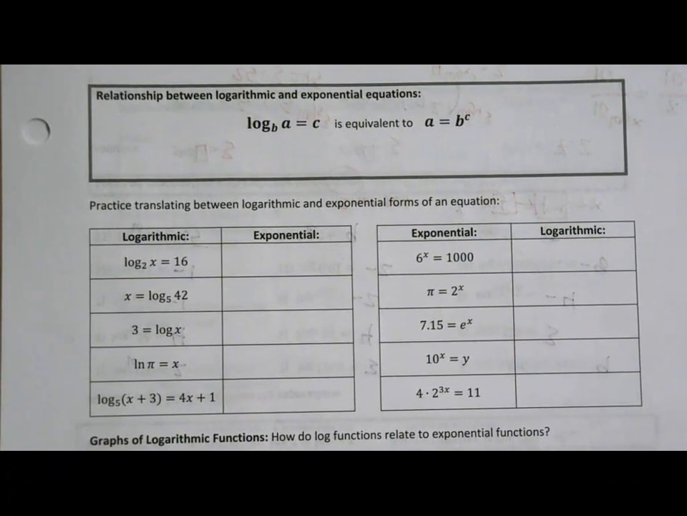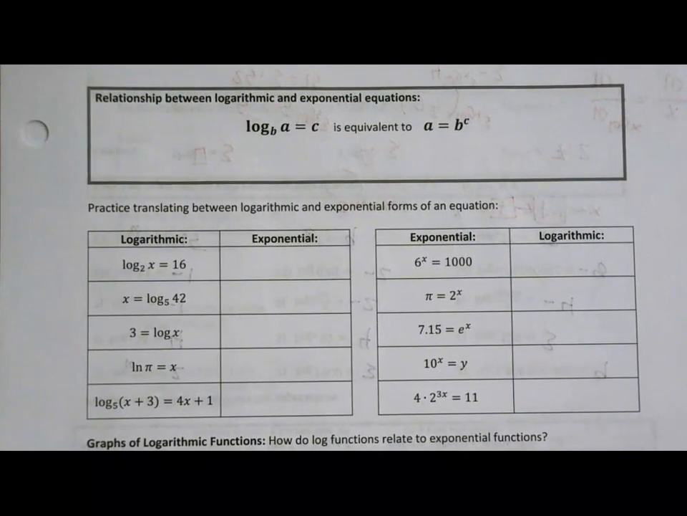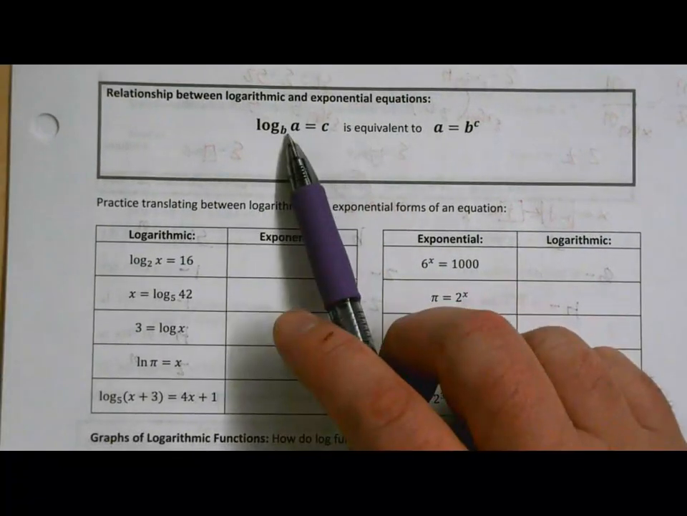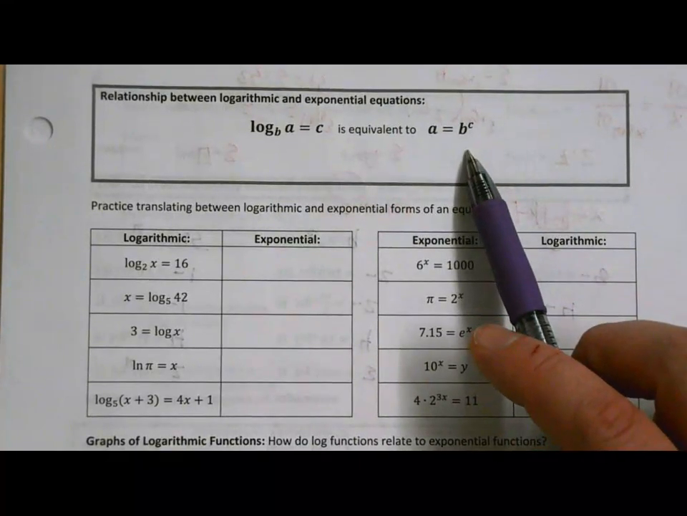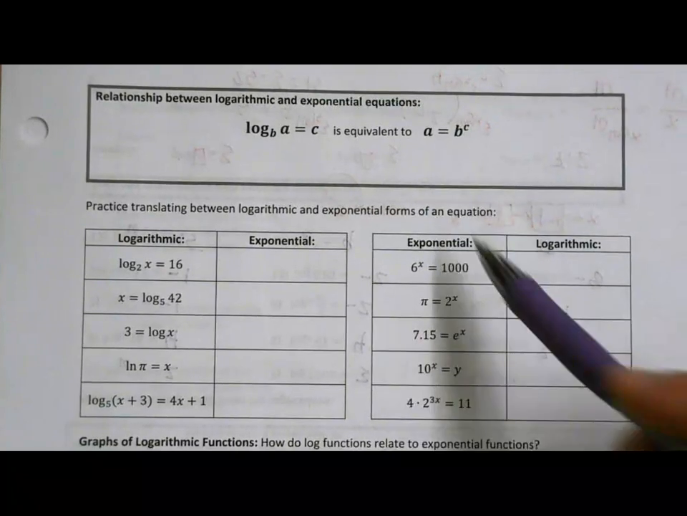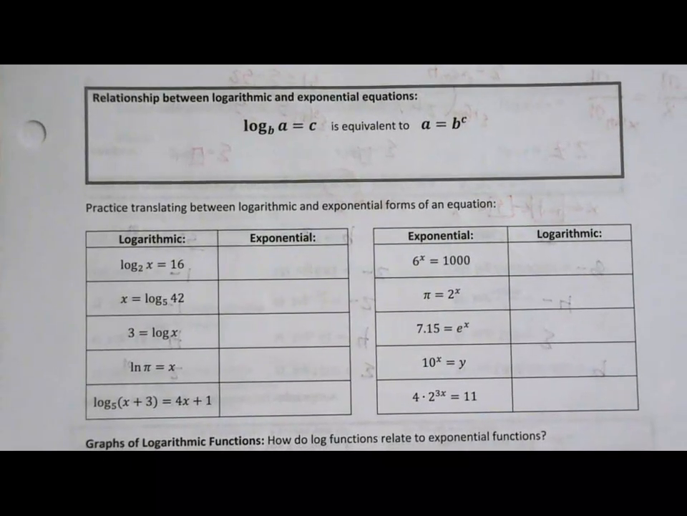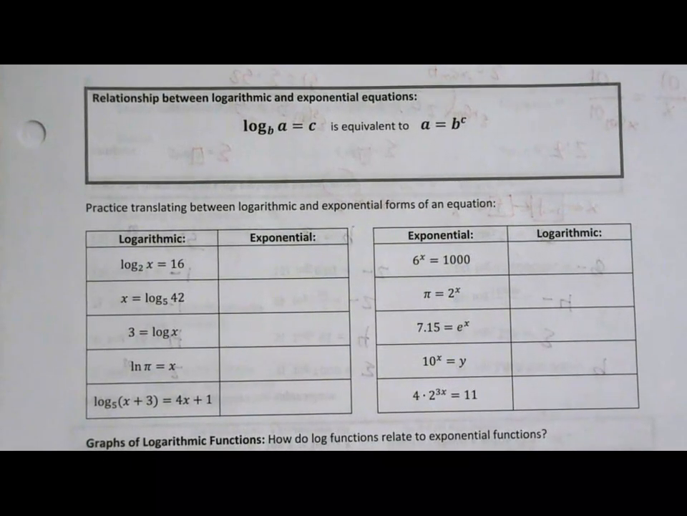But here's the basic idea. If I've got an equation that looks like that, then we can convert between a log and an exponential equation. This is going to be one of the strategies that we're going to use to solve equations later on. It's also just helpful to do sometimes, depending on whether you're looking at a value or you're looking at exponents.